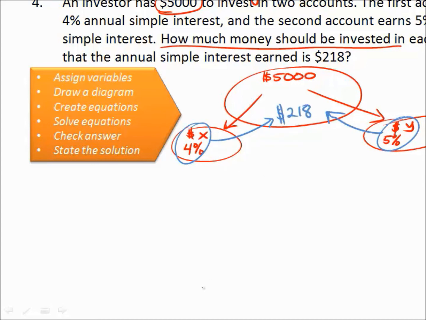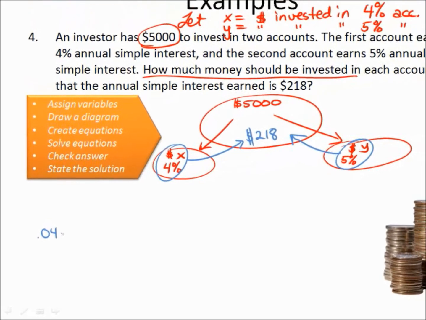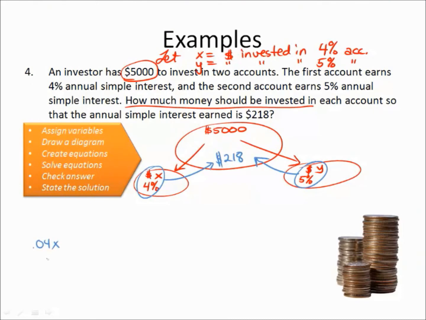So let's have interest written in blue. Let's make an equation that relates this interest. So how do we take 4% of X? Taking 4% of X would be multiplying it by 0.04. How do we take 5% of Y? We take 0.05 times Y. Add those up, you'll have the total interest equation.